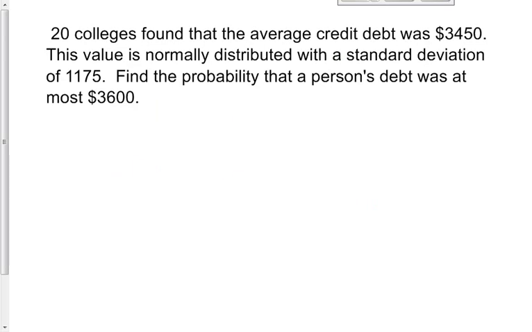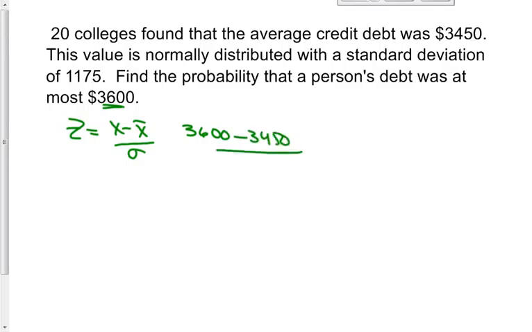20 colleges found that the average credit debt was $3450. This value is normally distributed, with a standard deviation of 1175. Find the probability that a person's debt was at most $3,600. We need to find a z-score. Our number minus the average over standard deviation. Our number, 3,600. The average, 3450. And our standard deviation, 1175. When you do your subtracting and divide by 1175, you get 0.127.